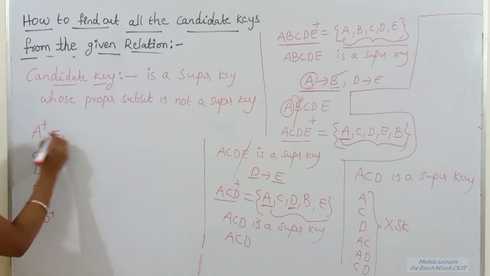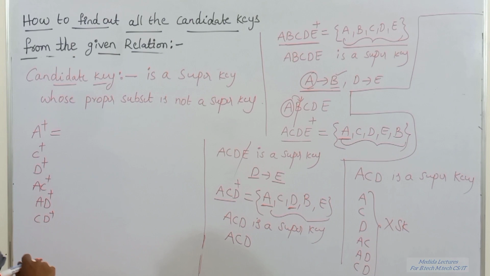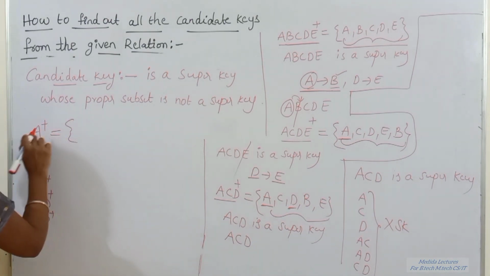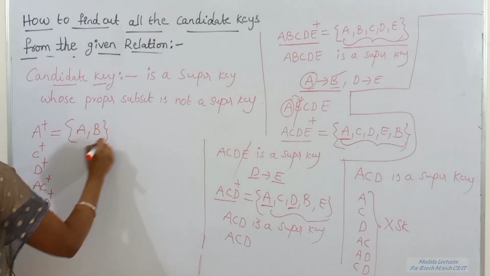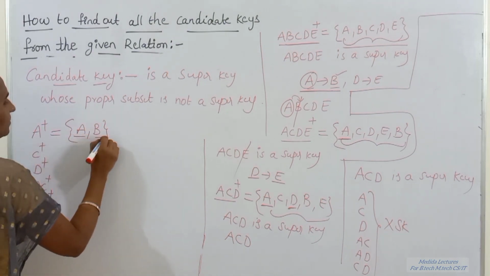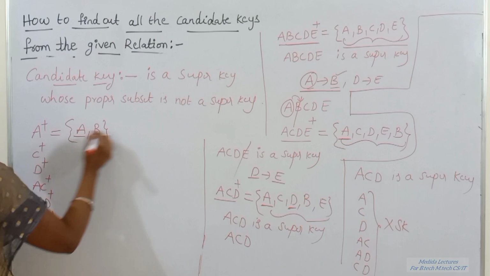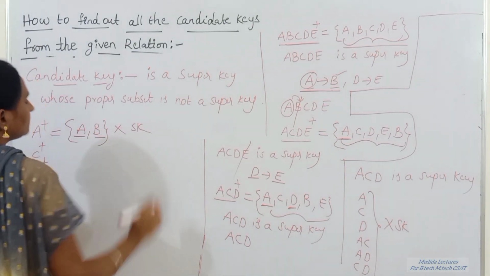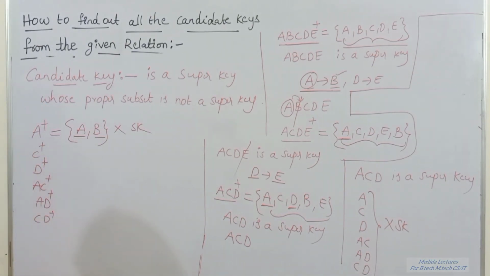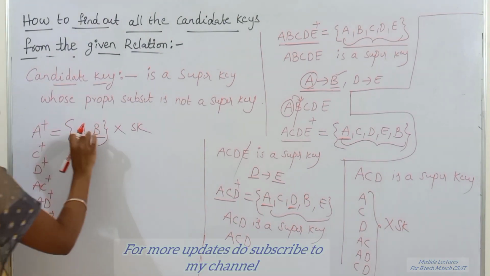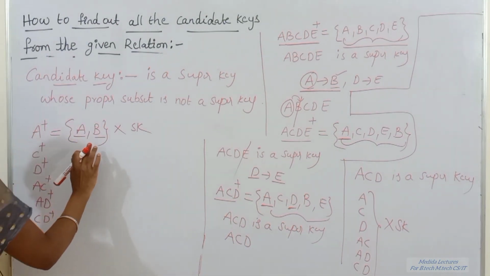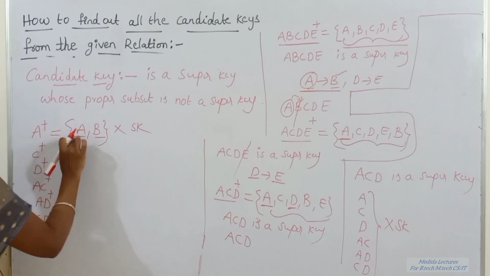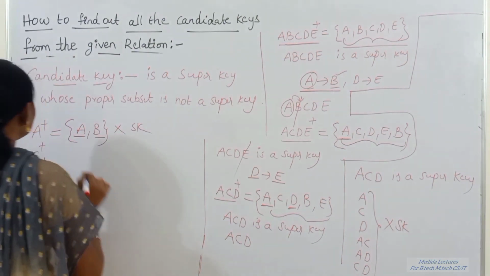What is the A closure? First, A closure itself determines A. If you have A, then you can determine B. So A closure equals only AB. Is A a super key? No, A is not a super key. When will it be a super key? Only if the closure consists of all the attributes. Otherwise it is not a super key. Here the A closure consists of only AB, so it is not a super key.